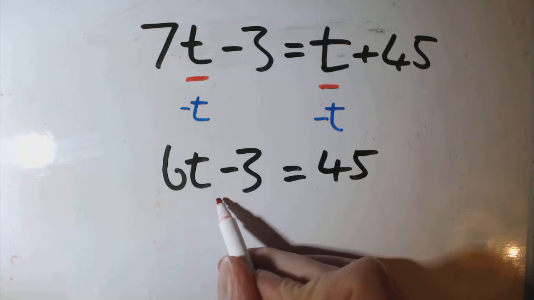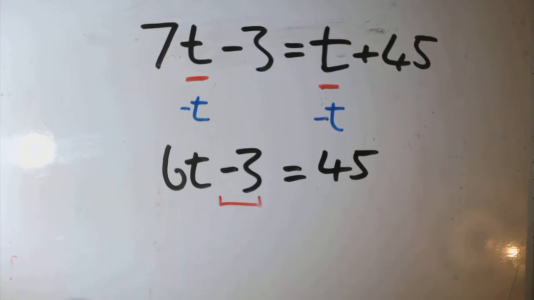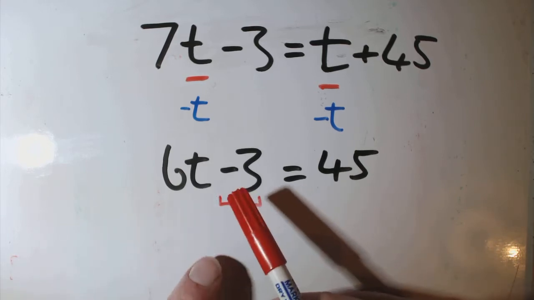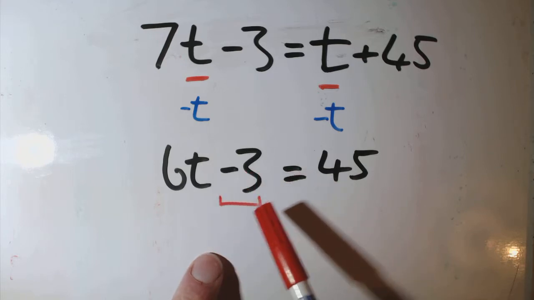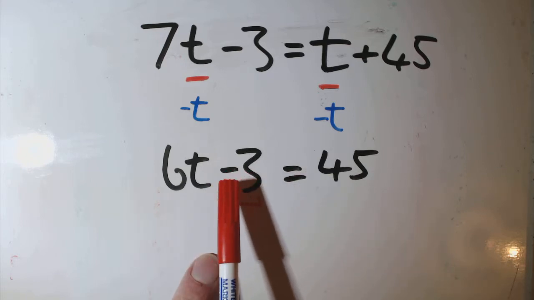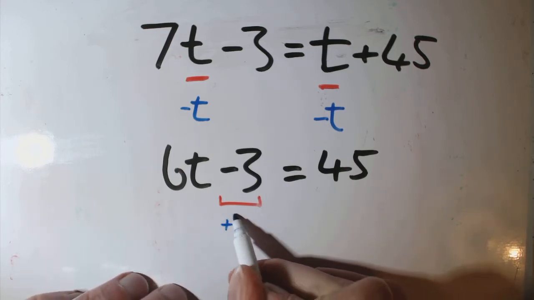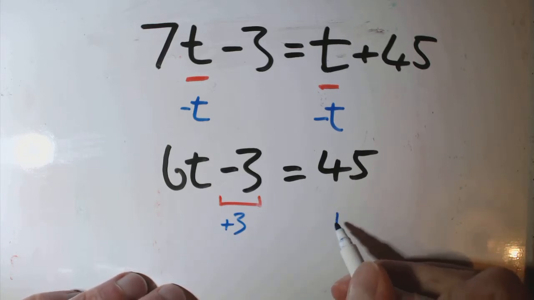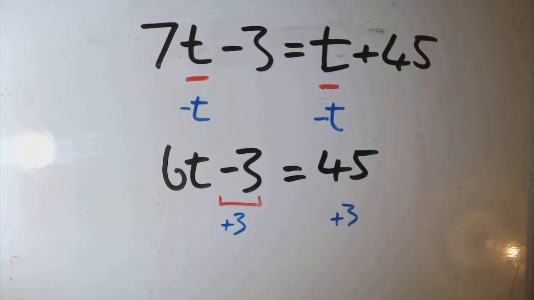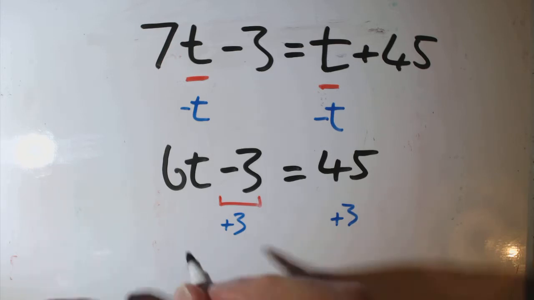So what we need to think about is how we get rid of the 3. So again, with this, if you want to get rid of the 3, you just do the opposite operation. So if it's minus 3, if we add 3 to this, then minus 3 plus 3 is 0, but we also have to do this to the other side.